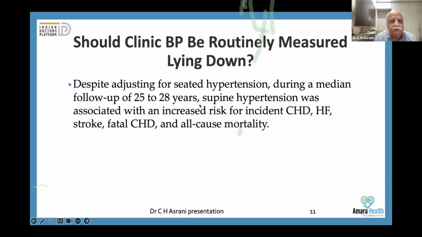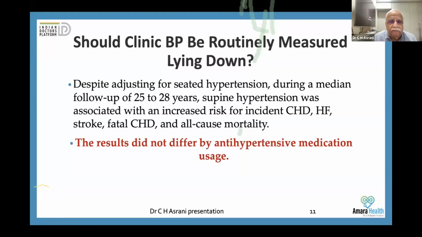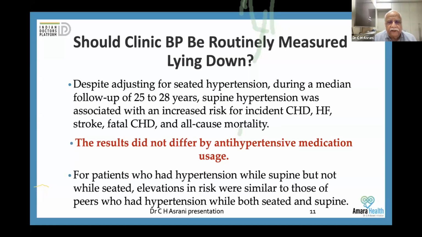Supine hypertension was associated with an increased risk for incident coronary heart disease, heart failure, stroke, and fatal CHD, cardiac arrest, and all-cause mortality. The result did not differ by antihypertensive medication usage. For patients who had hypertension while supine, but not while sitting, elevation in the risk was similar to those who had hypertension both seated and supine.